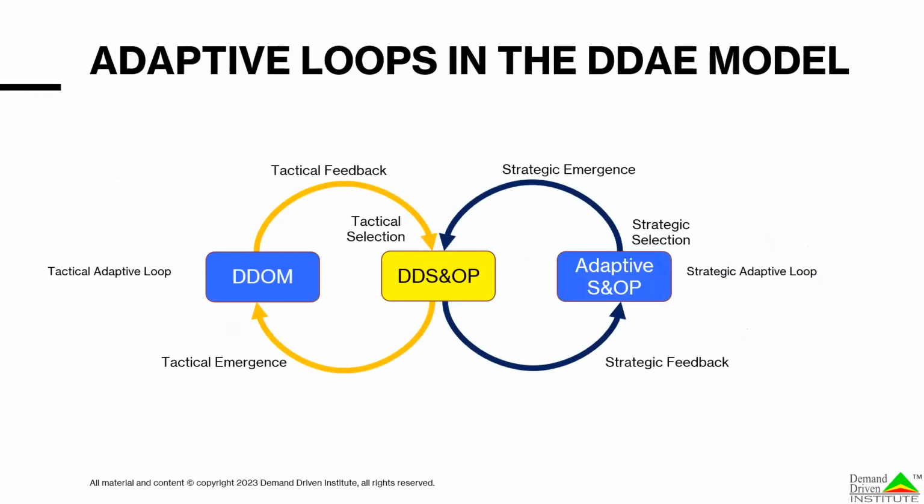Now, in the DDAE model, we have 2 adaptive loops. I've spoken about it already, but we have tactical feedback coming from the demand operator. Let's just say that's the DDM. And then we have tactical selection occurring with the adaptive agents here. Then we have tactical emergence. And same thing on the strategic side. So what does the tactical adaptive loop specifically look like with DDMRP?